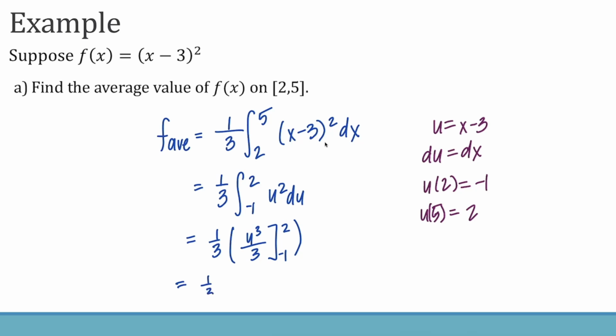So I'll leave out the 1/3. I'll have 2 cubed over 3, that's 8 over 3, minus negative 1 cubed over 3, that's negative 1/3. 8/3 minus negative 1/3, that's 9/3. And 9/3 is 3. So I have 1/3 times 3, which is just 1. So my average value is 1.